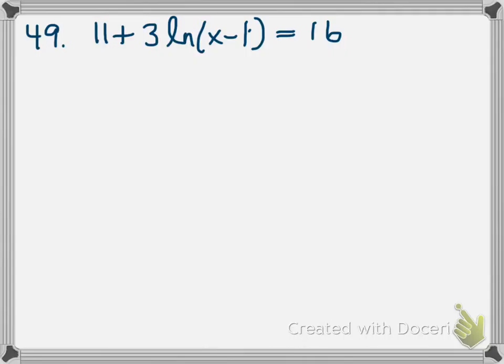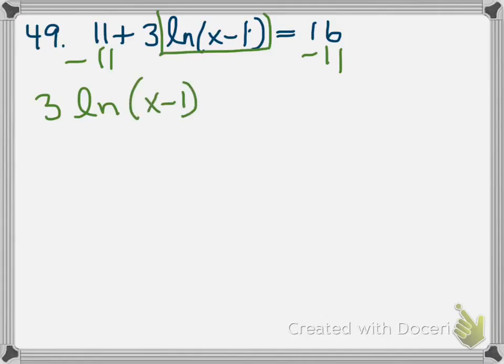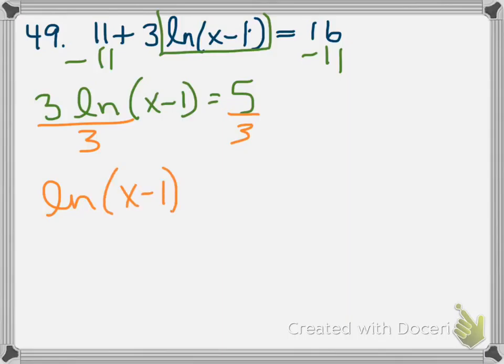So you notice I only have a single log term, but there's a whole bunch of other stuff on the same side as it. So kind of similar to how we were doing the exponential equations, I want to get this log piece by itself before I can use my exponential property. Alright, so I'm going to get rid of the 11 first. So I'm going to subtract that. That's going to give me 3 natural log of x minus 1 is equal to 5. Now to get rid of the 3, I'm going to divide by 3. Which gives me natural log of x minus 1 equals 5 over 3. Now, I don't like to deal with a whole bunch of decimals, so I'm leaving 5/3 as 5/3.